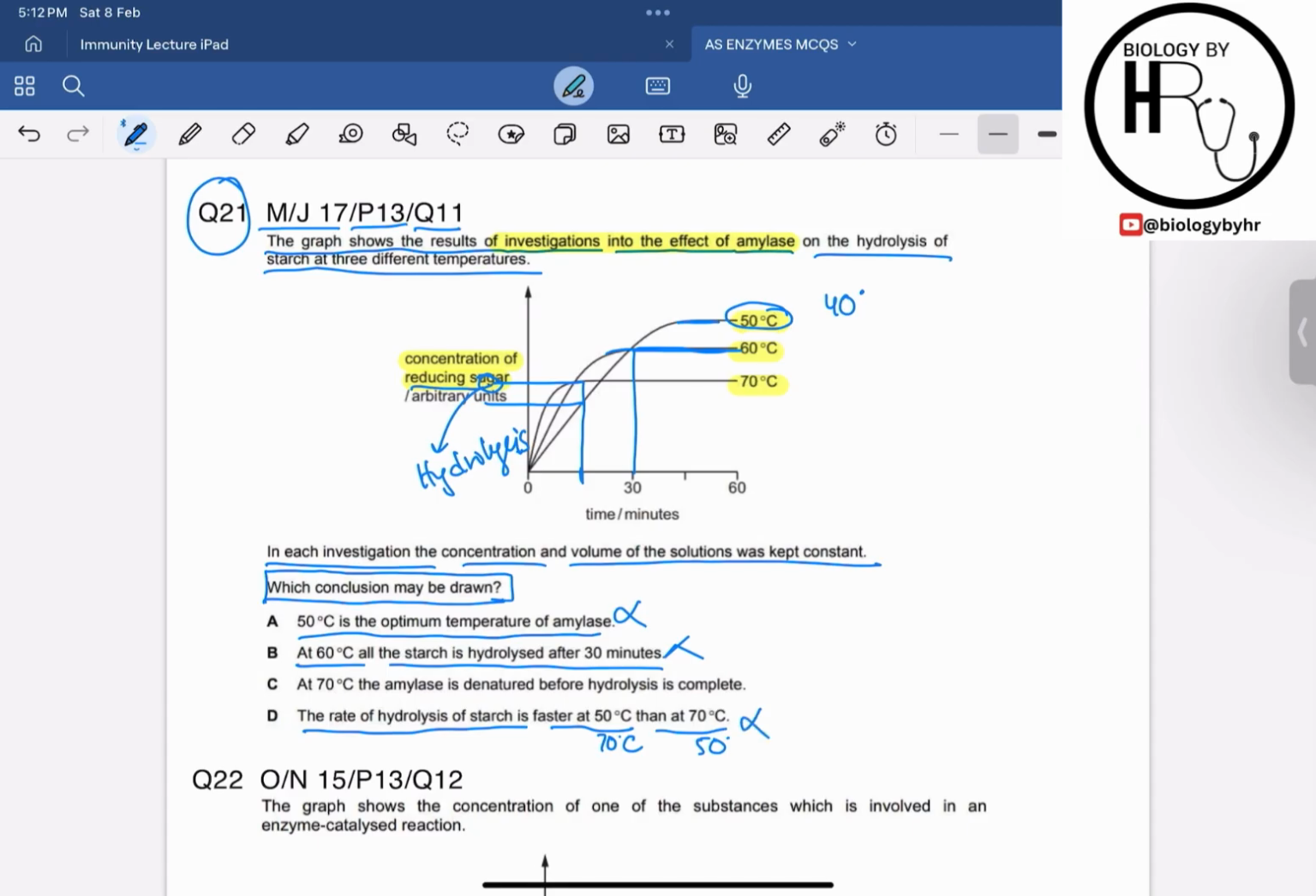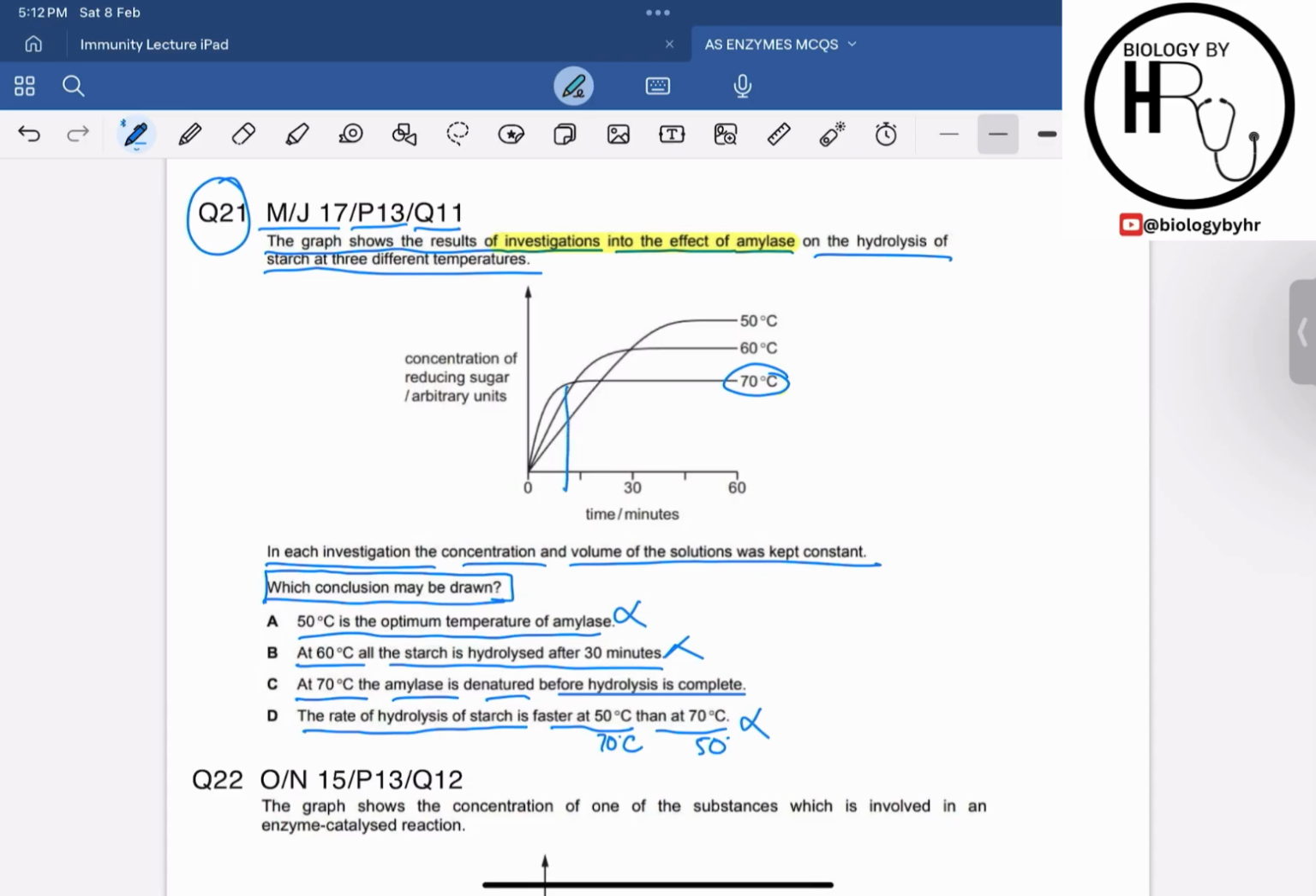Then if we look at option C, it says that at 70 degrees Celsius the amylase is denatured before the hydrolysis is completed, right? At 70 degrees Celsius, you can see over here. Let me clear the graph so that we can easily interpret. Now they are saying that at 70 degrees Celsius, the amylase is denatured before the hydrolysis is completed. Yes, obviously it is true.